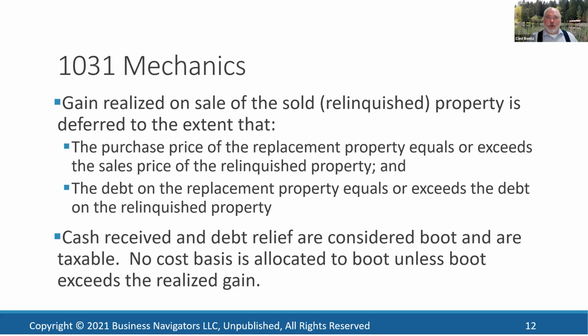So if we're going to roll the gain over, then we have to go across or up to completely roll over the gain. We have to go across or up in sale price and across or up in debt, both of those things.